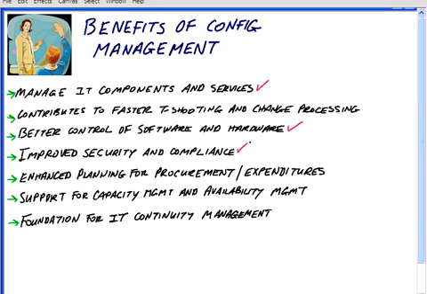It facilitates enhanced planning for procurement of hardware and software and our expenditures. It allows us to support capacity management and availability management. It's our foundation for IT continuity management. Now, we're going to talk more about these different types of management and services in upcoming Nugget movies, but in a nutshell, capacity management is a service design book initiative.